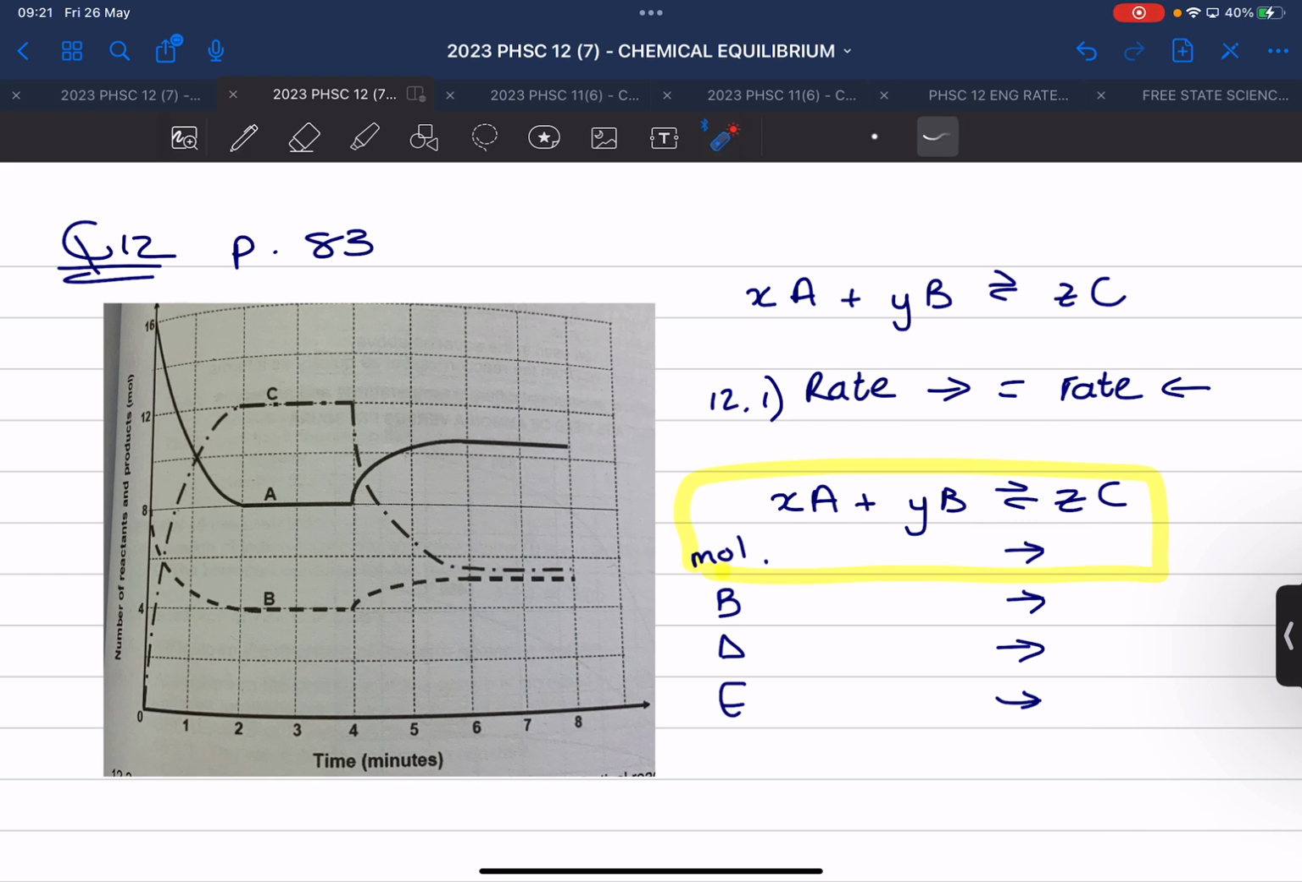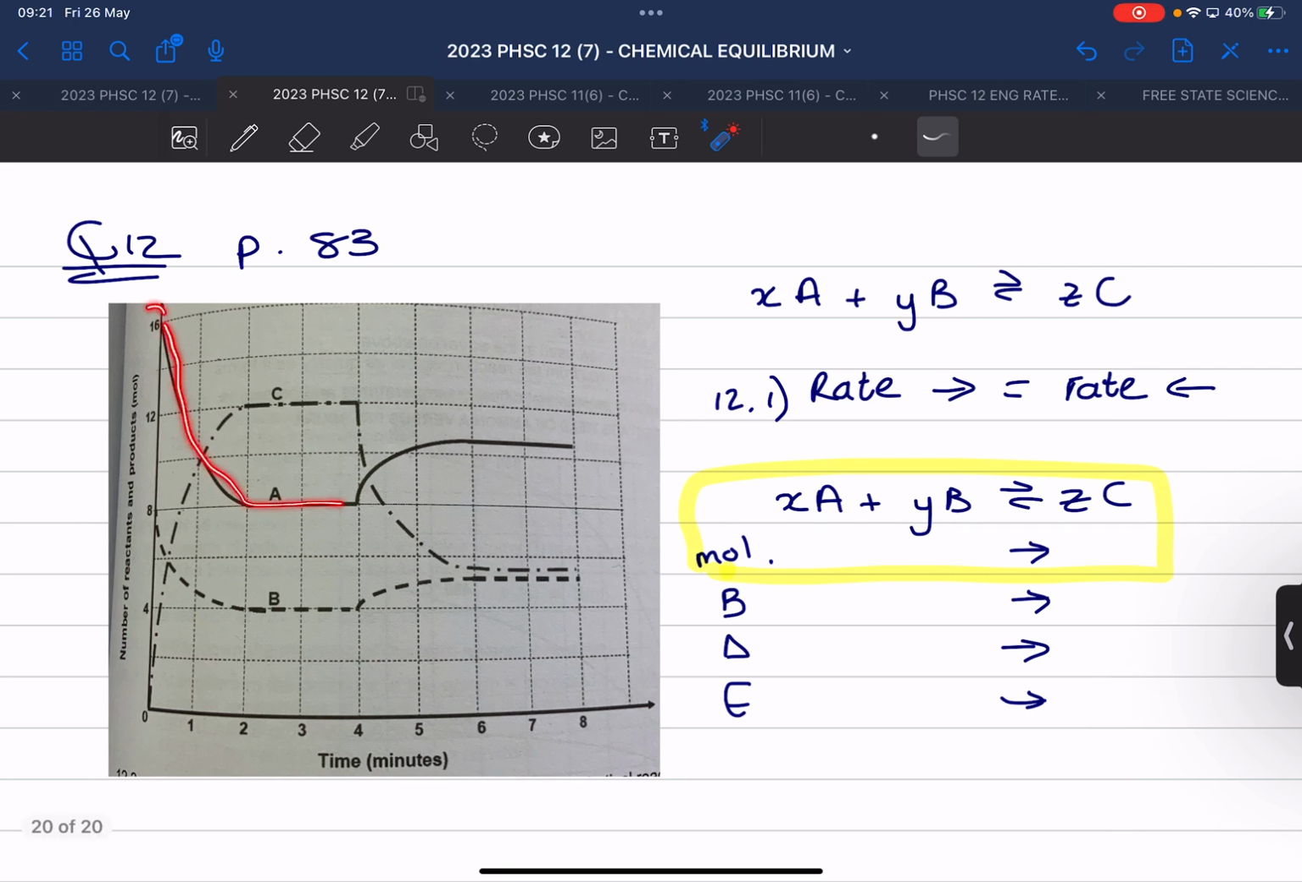At the beginning, A was 16. And at the end, A is 8. See that? At the beginning, B was 8, and at the end it is 4. And at the beginning, C was 0, and at the end it is 12.